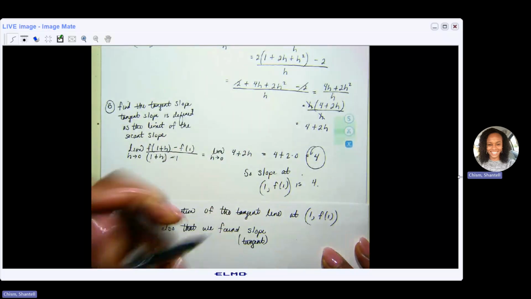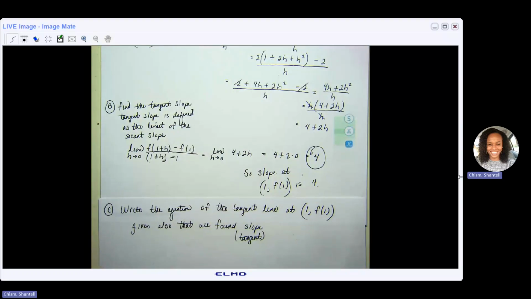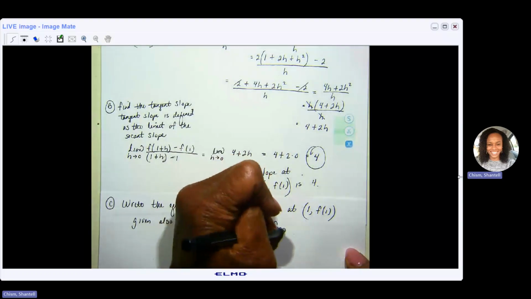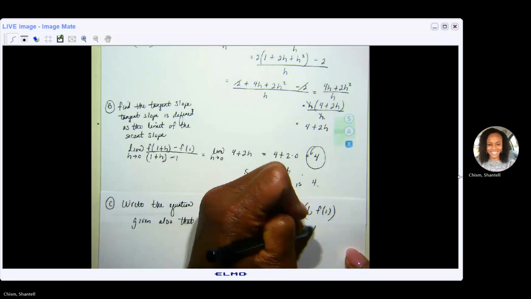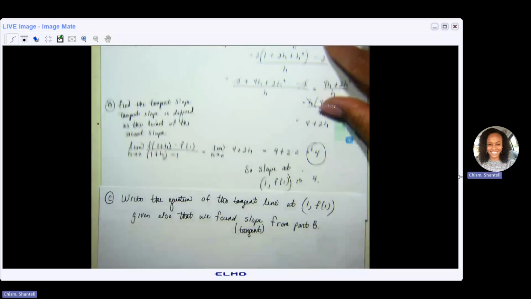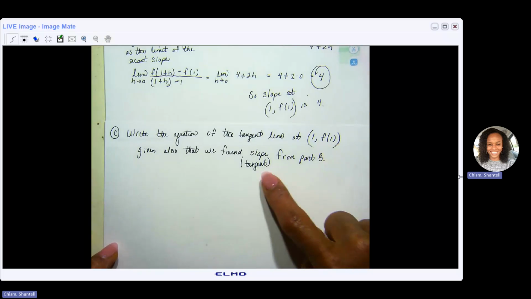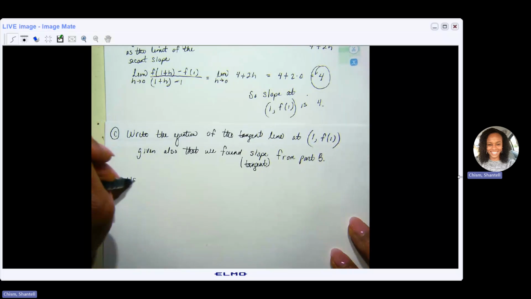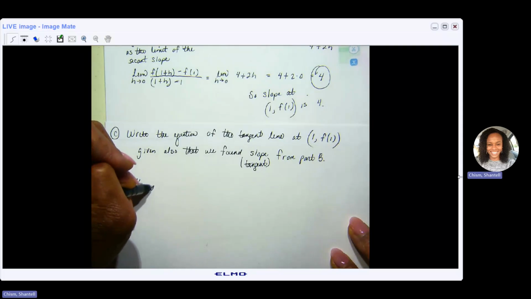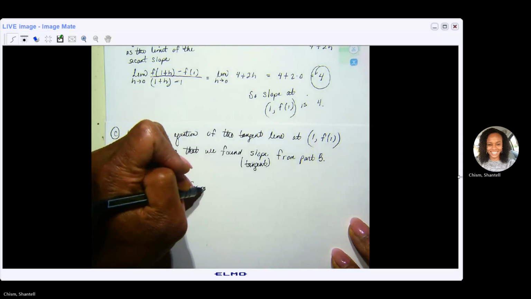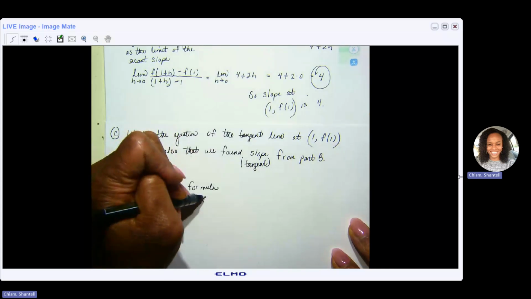That's important. We want to use part B because we're talking about the tangent line. We found the tangent slope from part B. So think about what we know. Think about algebra. We've got a point, or we will have that point in just a second, and we've got the slope. So we're going to use the point-slope formula to write the equation.